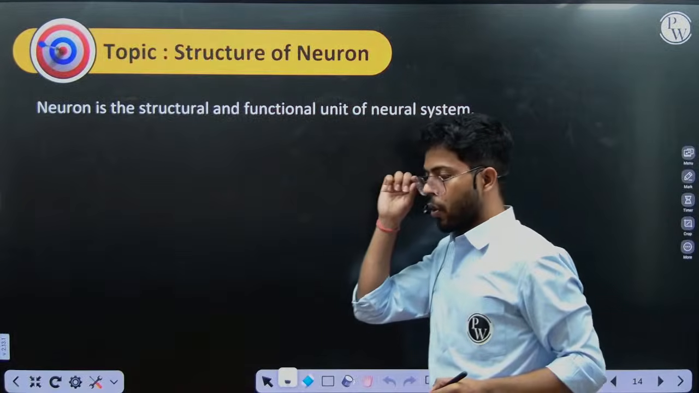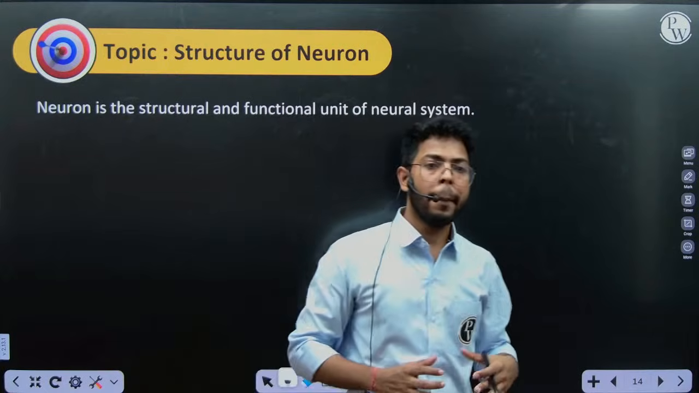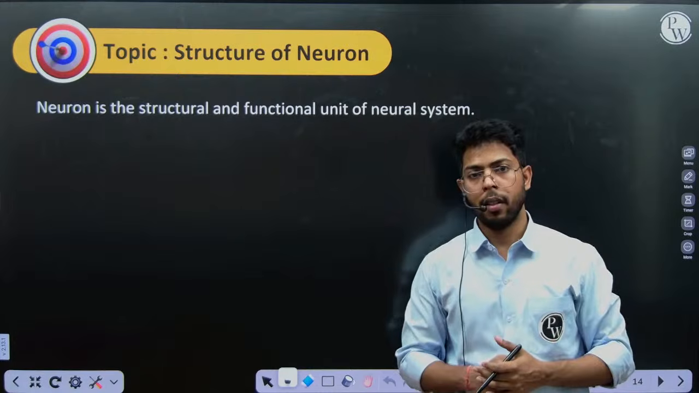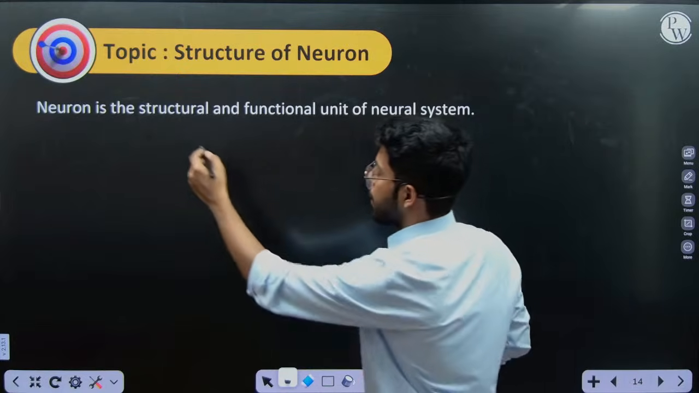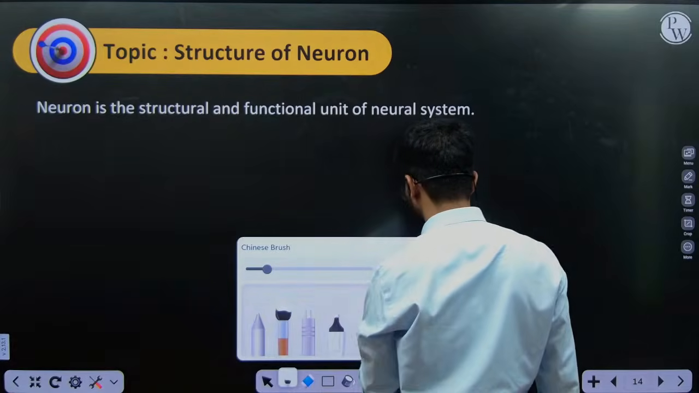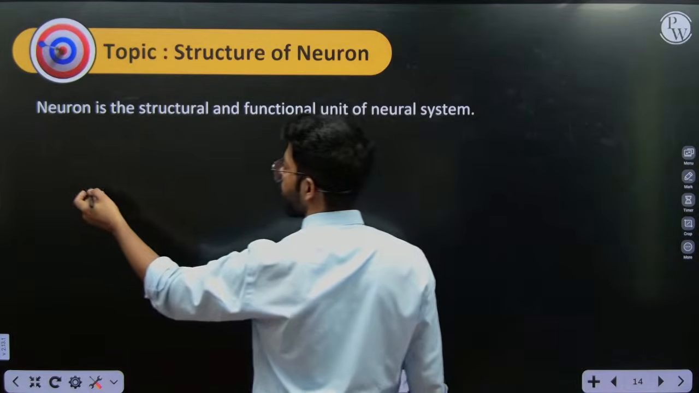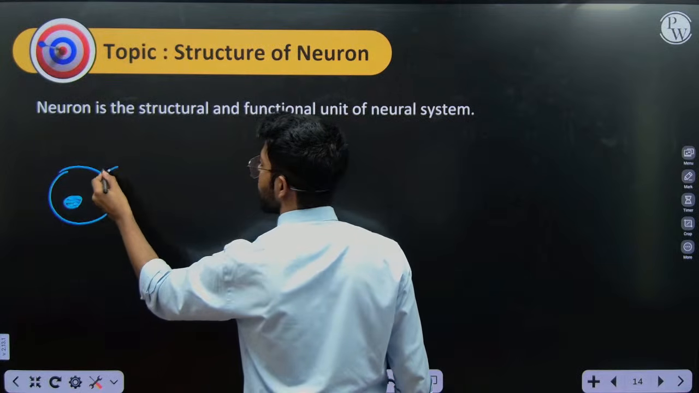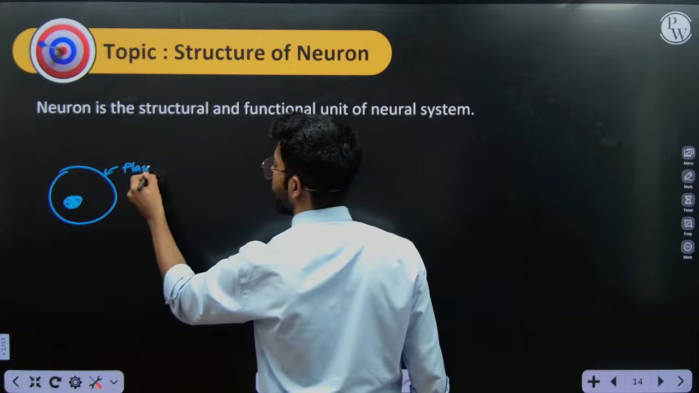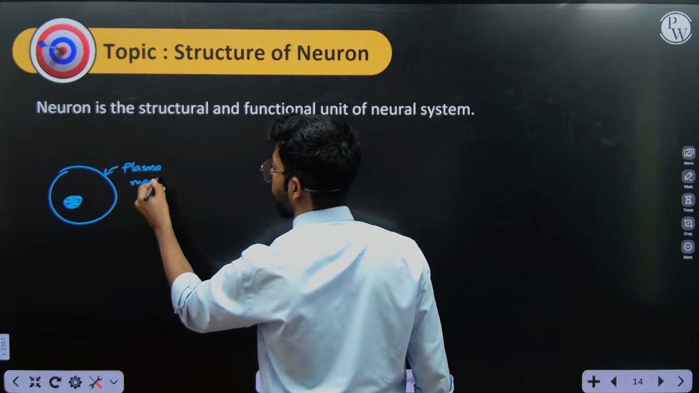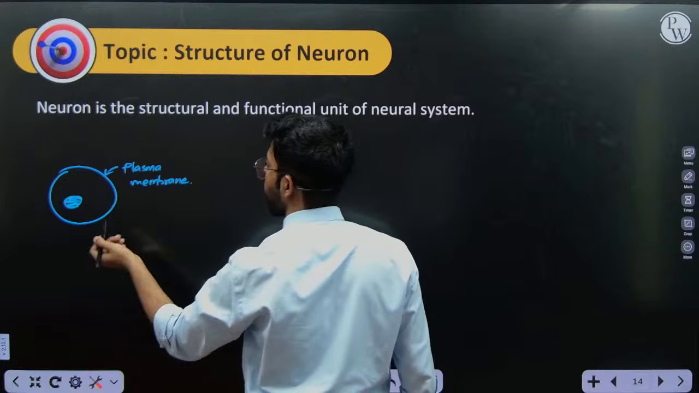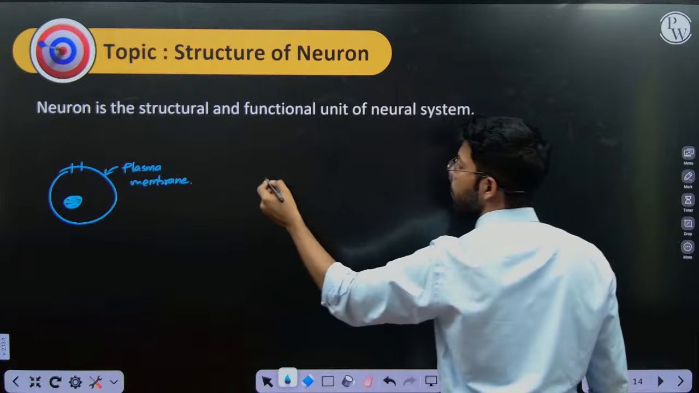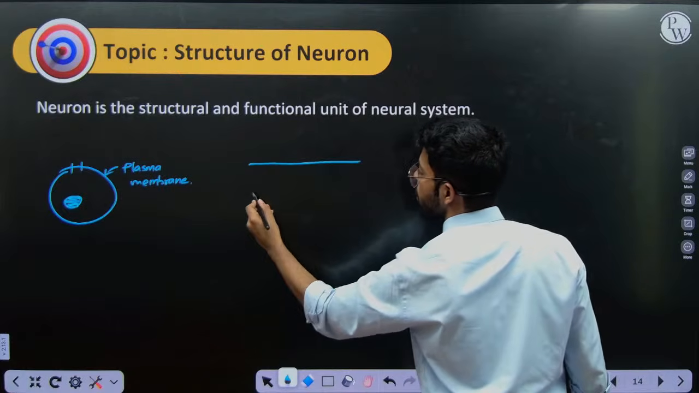Now the structure of a neuron. A neuron is an excitable cell. That means its membrane is polarized. For example, if we talk about any cell, it has a plasma membrane. This is the plasma membrane. If we cut this section from here to here and study it, it is composed of phospholipid bilayers.